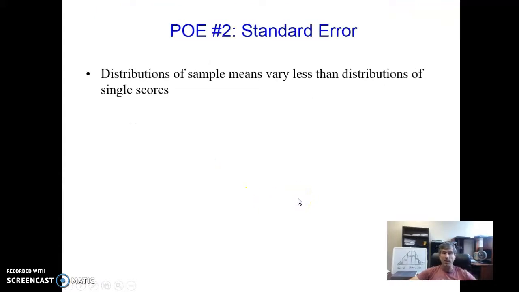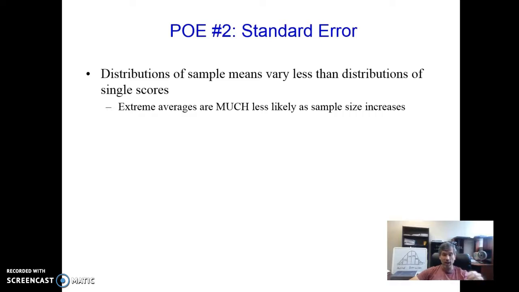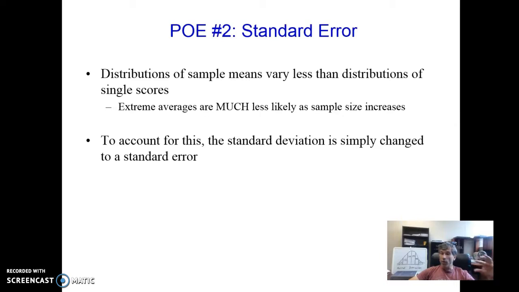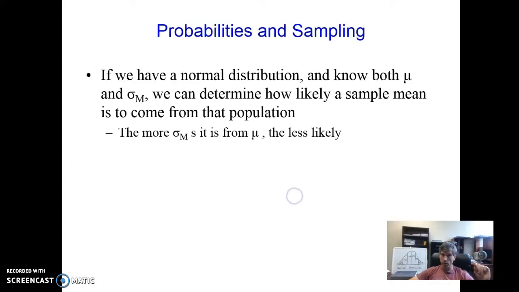Our second point of emphasis is that idea of standard error. Again, that distribution of sample means can be mind-boggling, but what winds up happening essentially is you need to know that the variability decreases. Extreme sample means are much less likely as you measure more people. To account for that, we just make that small conversion. We take the standard deviation, we convert it to a standard error. This is really easy to calculate, but forgetting to do it is one of the most common mistakes I see in this course. Anytime you are dealing with sample means, whether it's here or in a hypothesis test, you must convert that standard deviation to a standard error. If you forget to do it, it will hurt you in multiple places. Remember to make that conversion. The formula is going to be right there.